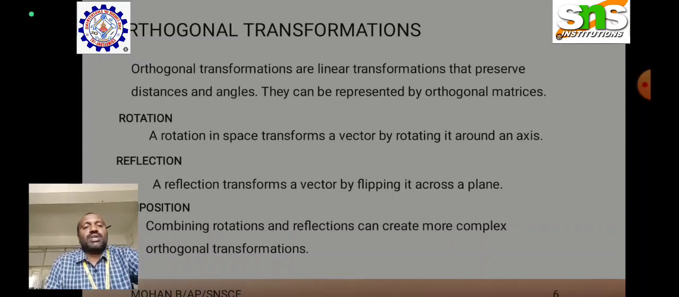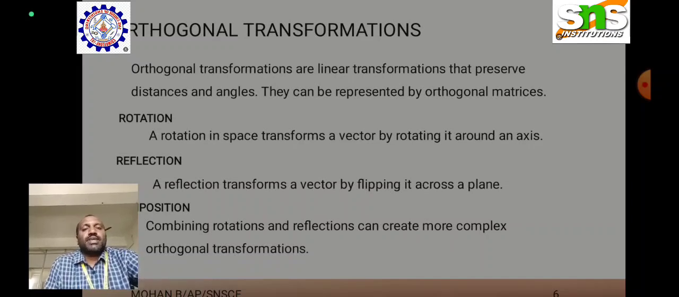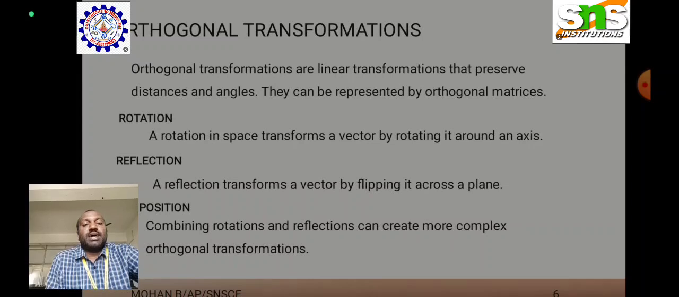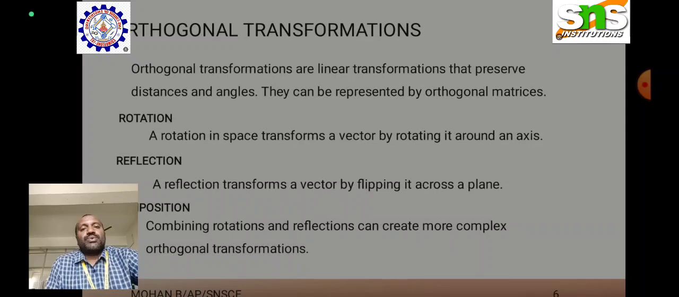So an orthogonal transformation is a linear transformation that preserves distance and angles. They can be represented by orthogonal matrices. This is the only way to preserve distance and angles, through orthogonal matrices. So orthogonal matrices perform rotations in space, transforming a vector by rotating it around an axis.